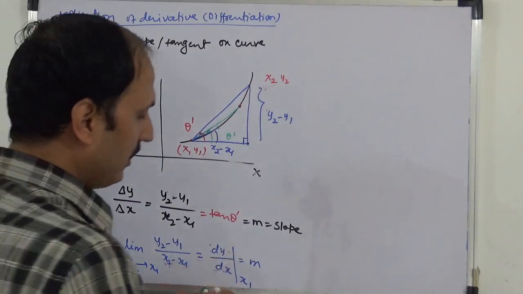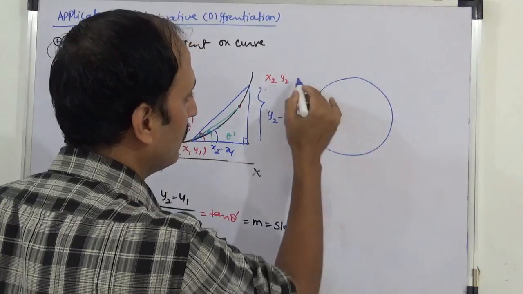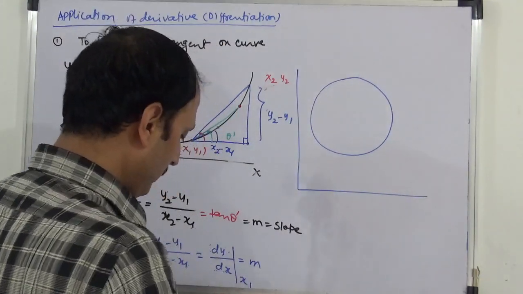Now let's say if I take one very common curve, a circle, and this is your x comma y.